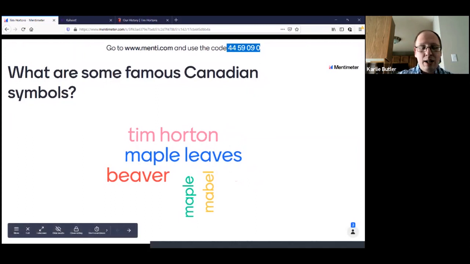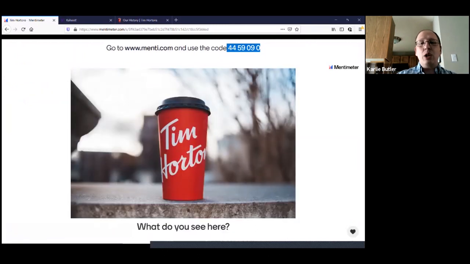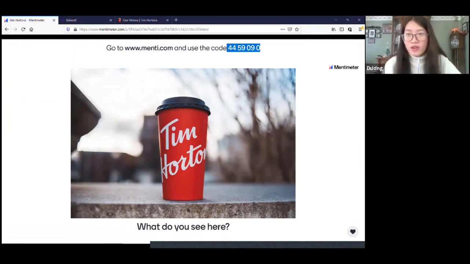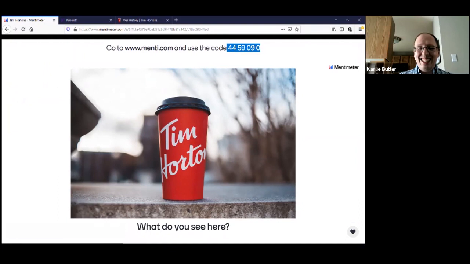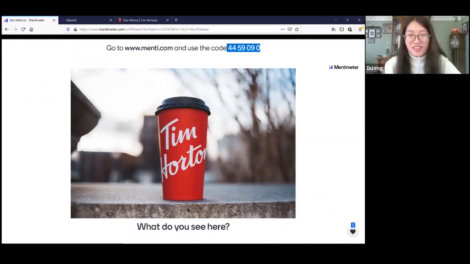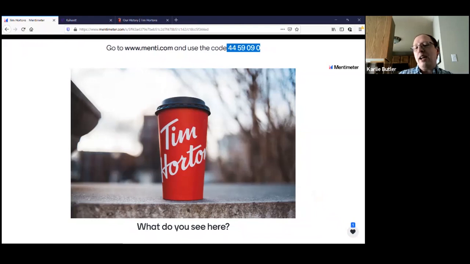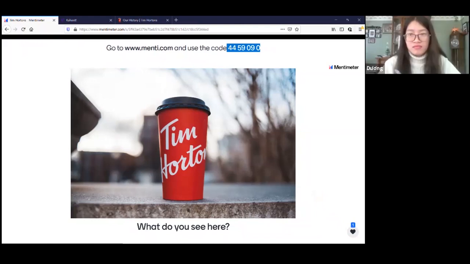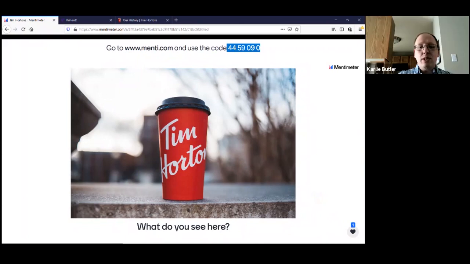So now, moving on to our topic, you can turn off your microphones to answer this. What do you see here? Anybody can answer. Tim Hortons? Tim Hortons, yeah, and what specifically from Tim Hortons? Coffee, hot coffee from Tim Hortons. Perfect, this is probably a Tim Hortons coffee. I guess it could be a tea or a hot chocolate as well, but this is a Tim Hortons coffee cup. And this is what we're going to study as a Canadian symbol today.